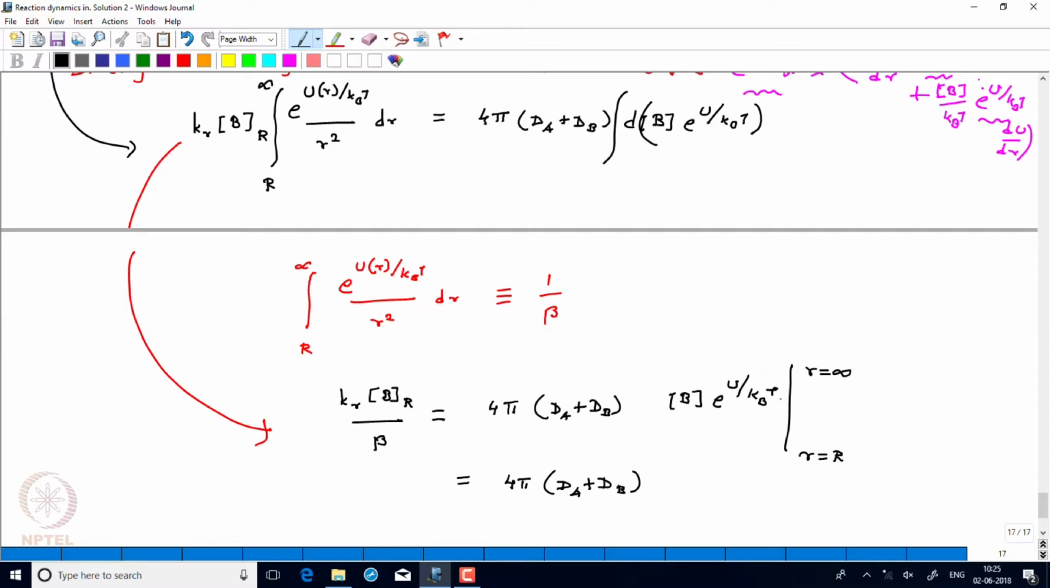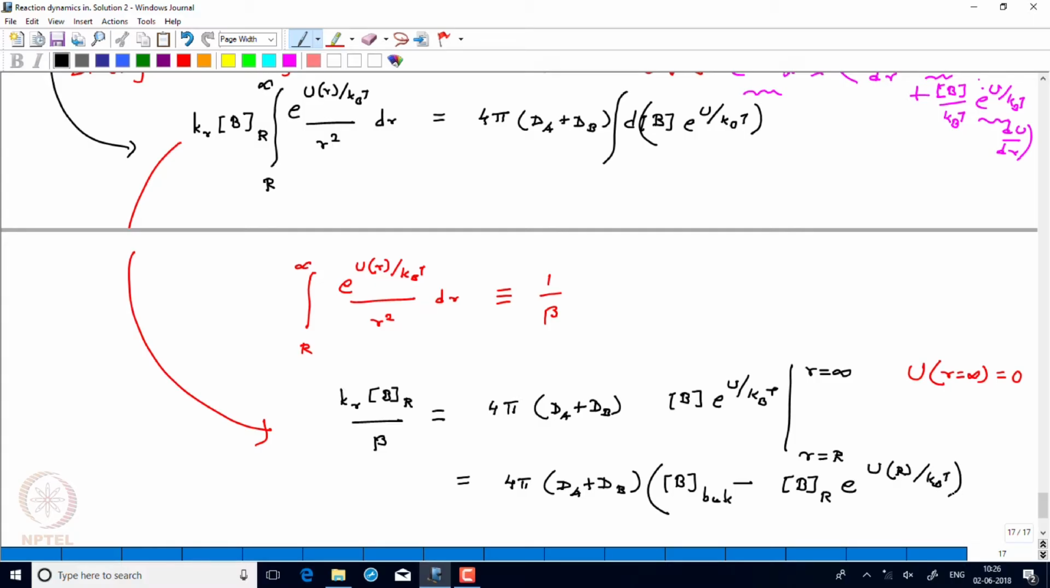Now you see that for the upper limit, when r is equal to infinity, we know that b is equal to the bulk concentration, and u at r equal to infinity we also take to be 0, because it is the potential energy at infinite distance, when there is no influence of the first charge A. And at the lower limit, when r is equal to capital R, this is b at R, and I'll have e to the power u at R divided by kBT.